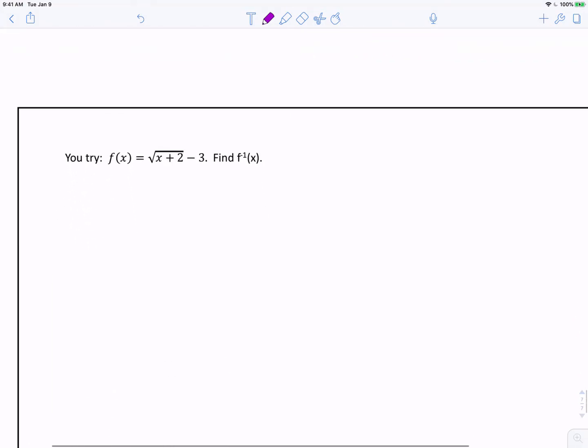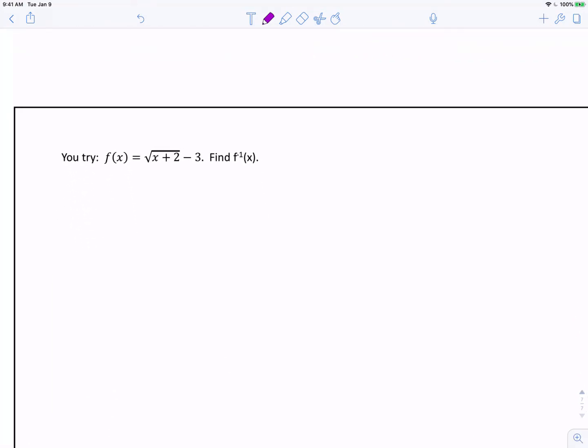Okay, so that was the inverse of a radical function and a rational function. So here's a radical one for you to try.